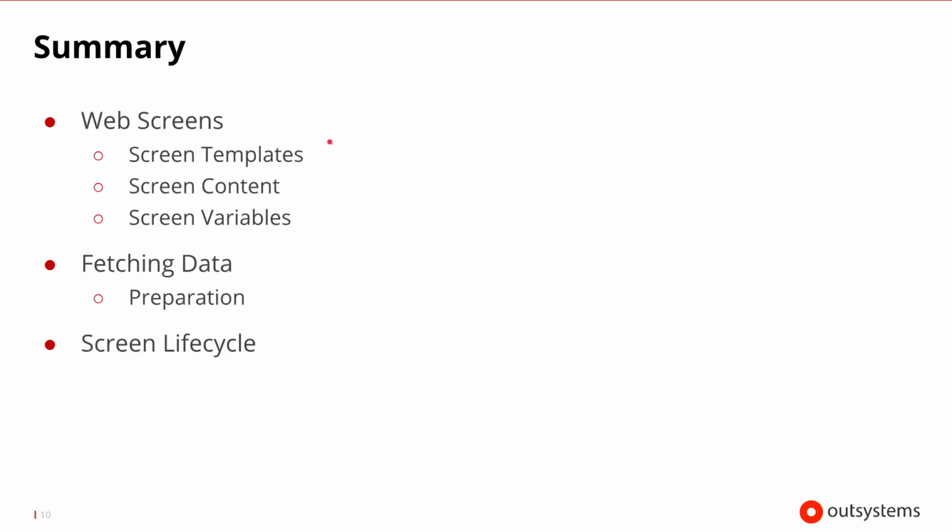So we talked about web screens and the fact that we can use templates to get started and create them a little bit quicker. We looked at how we can view and sort of organize the content in the screens, and how screen variables can be important so that we have data coming in from outside the screen, or variables to hold data inside the screen. We also talked about the preparation being important because we may need to fetch data, and then we tied that all together by showing the screen lifecycle and how the things are used inside of that lifecycle.